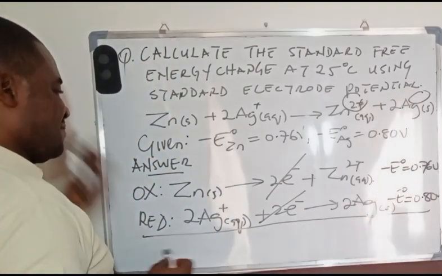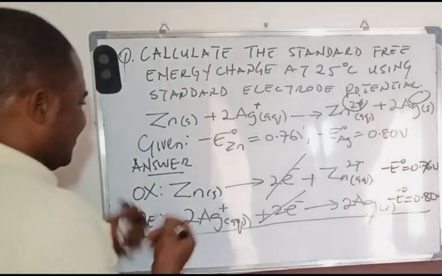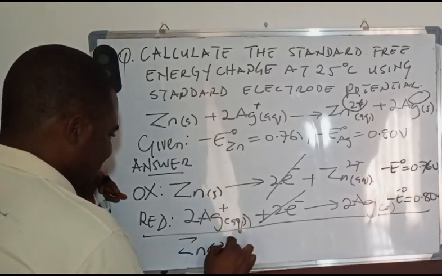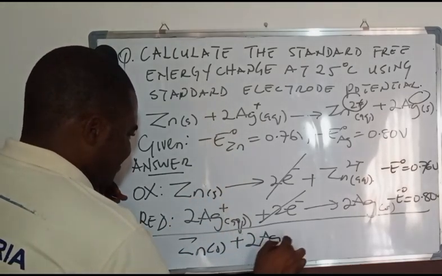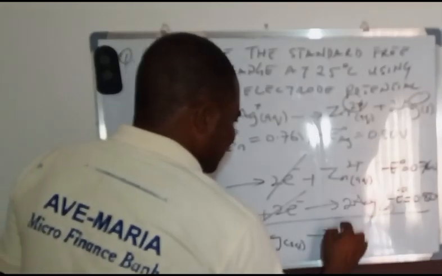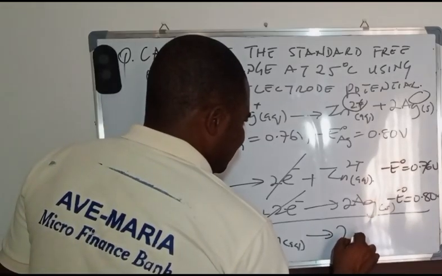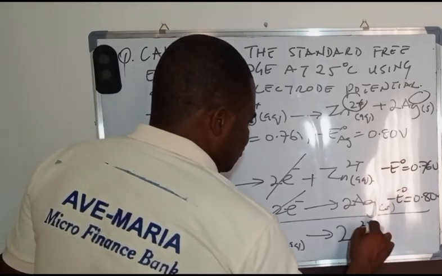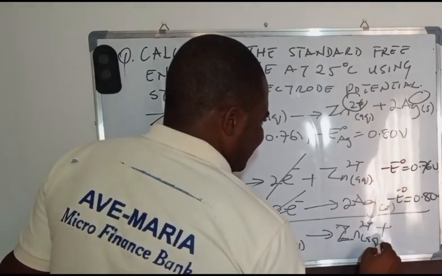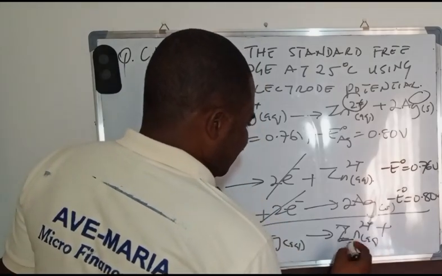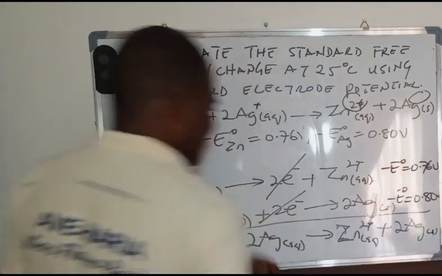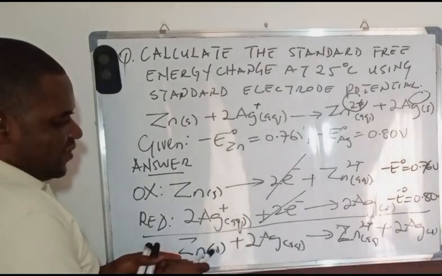Alright, so we'll cancel it. Now, if we get this, then I'll have zinc as solid plus 2 silver as aqueous, that is this, giving us this zinc as aqueous 2 plus, plus silver, 2 silver as solid. So that is the overall equation.